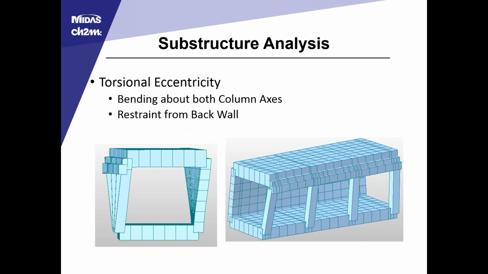To further complicate the Truckee River Bridge cellular abutment, we did have the torsional eccentricity. And what that did was the rigid back wall caused bending about both column axes. So while in the transverse direction, the back wall is there and is fairly rigid and is able to absorb shear, at the same time it causes this torsionally eccentric response and causes the bending in both directions.